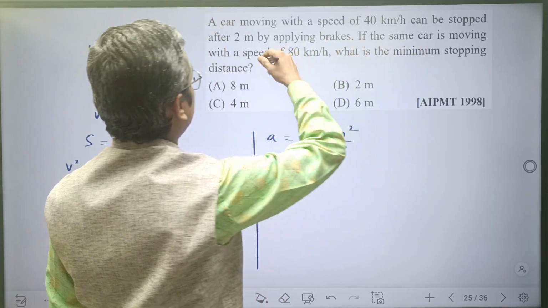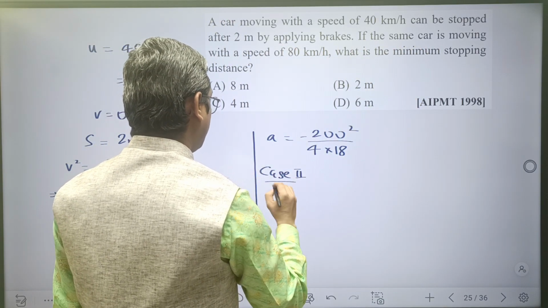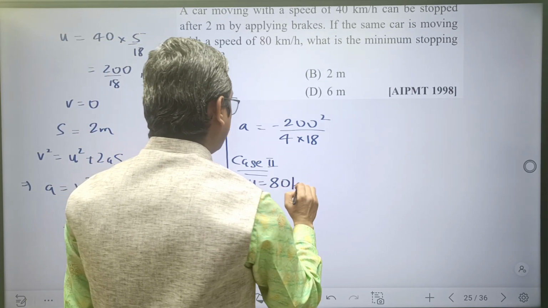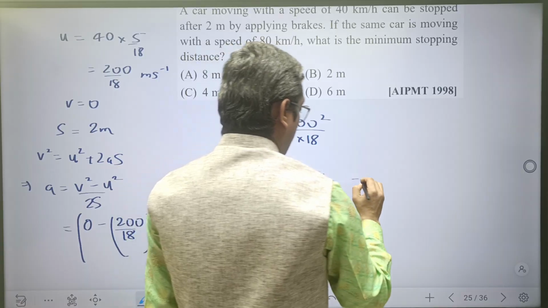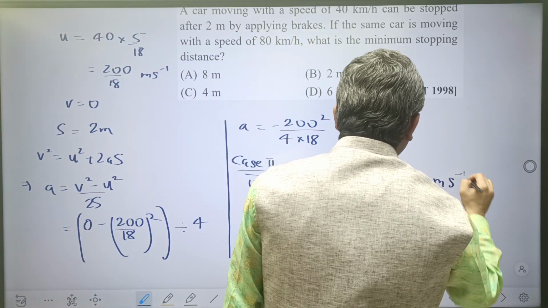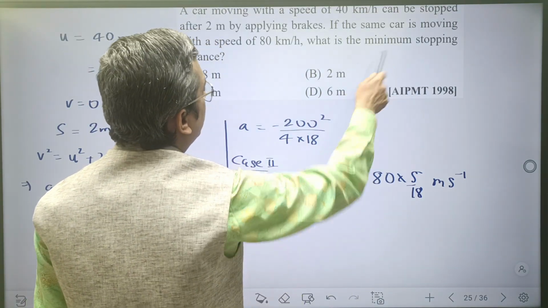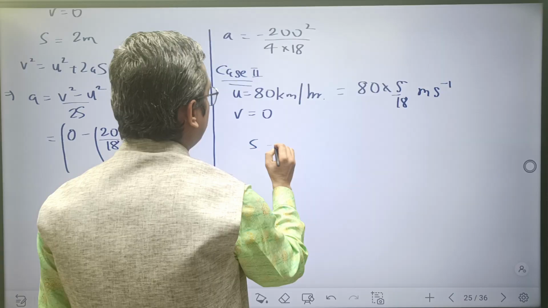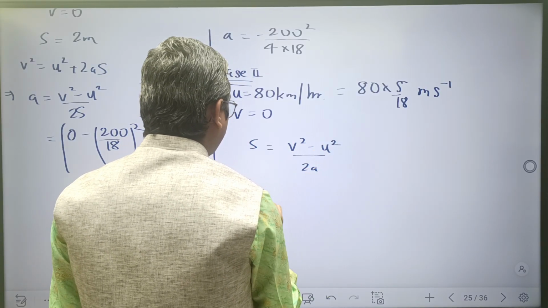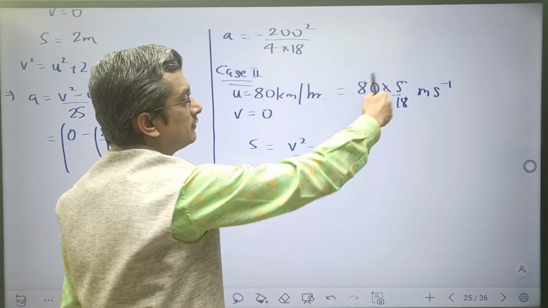Now if the same car is moving with a speed of 80 km per hour, that is case 2, the initial speed is 80 km per hour, which is converted into 80 into 5 by 18 meter per second. Again the final speed is 0, and here we have to find the minimum stopping distance. So s is given by v square minus u square by 2a.